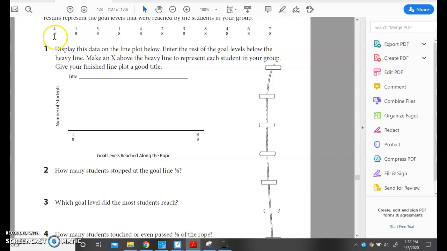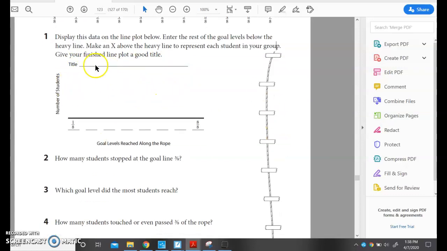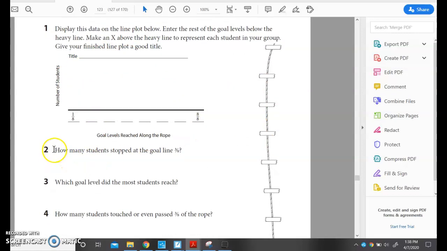Again, before you're done, you have 11 students here. You should have 11 X's on your line plot. Don't forget to give it a good title. That's important. Every chart needs a title. Once you've created your line plot, then you have a few questions to answer. Number 2, how many students stopped at the 3/8 line? So you're going to count wherever 3/8 is on here. How many students got to that goal?